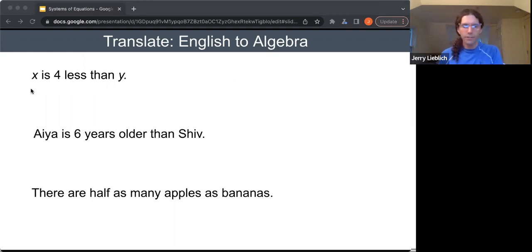This is just to practice the translation. So here, if we've got X is 4 less than y, I like to do a kind of direct translation and think x is 4 less than y. So that means y, if you decrease y by 4, you get what x is. That "is" tells me where to put the equal sign, which is helpful. Helpful to think about 4 less means subtraction.